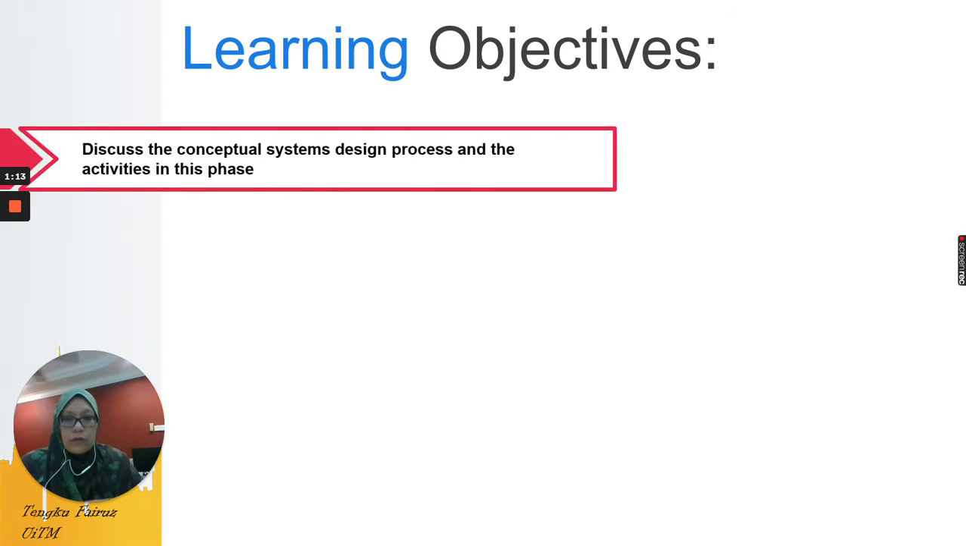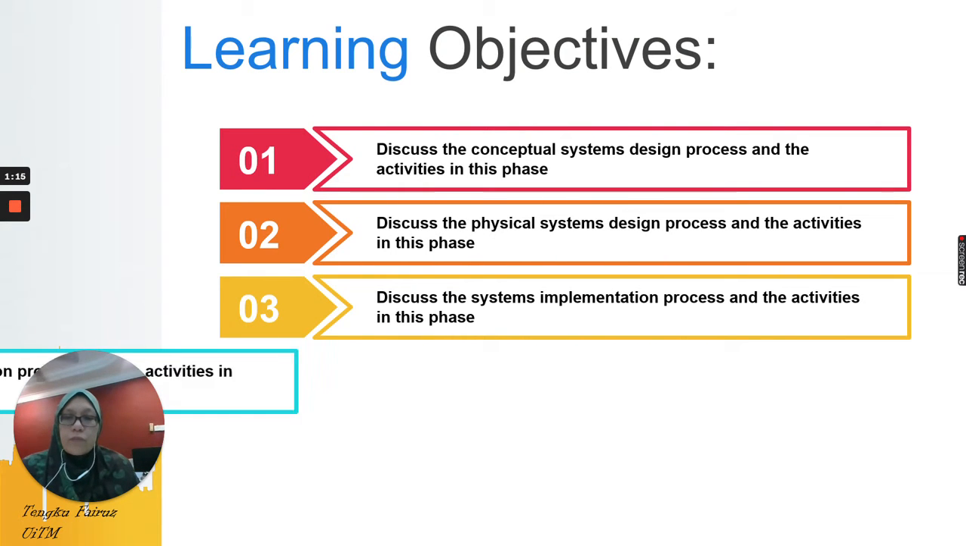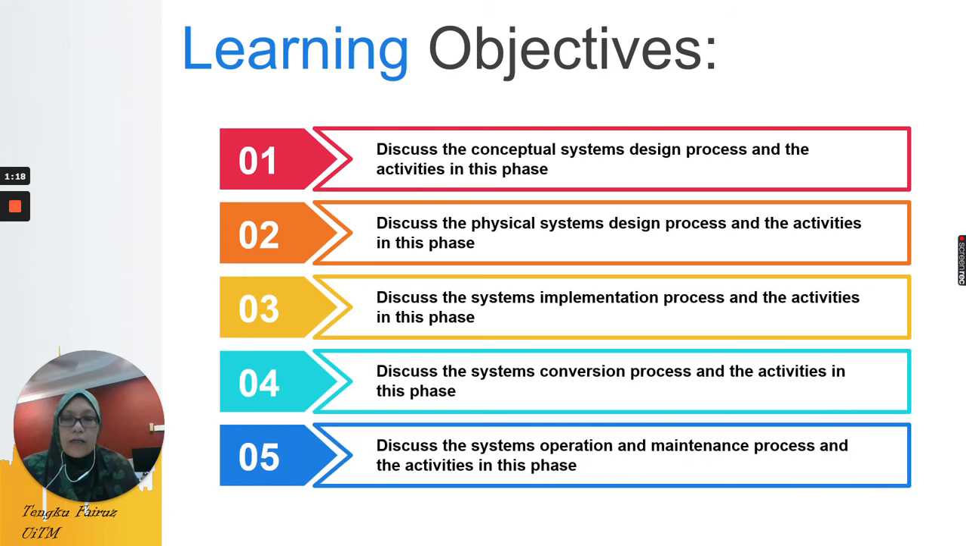In this chapter 22, we have 5 learning objectives that cover the rest of the steps in the SDLC. The first one: discuss the conceptual system design process and the activities involved in this phase. Second, discuss the physical system design process and activities. Third, discuss the system implementation process and activities. Number 4, discuss the system conversion process and activities. And the last one, the activities and process in system operation and maintenance.